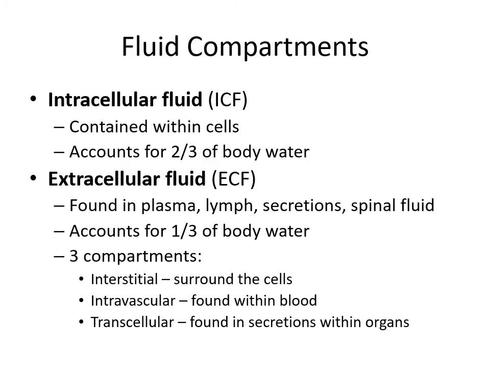Now, our fluid is in different compartments. So we have our intracellular fluid, which is contained within the cells and accounts for 2/3 of body water. And we also have extracellular fluid, which is found in plasma, lymph, secretions, and spinal fluid. This is 1/3 of body water and has 3 compartments, including interstitial, which surrounds the cells, intravascular, found within the blood, and transcellular, which is found in secretions within the organs.